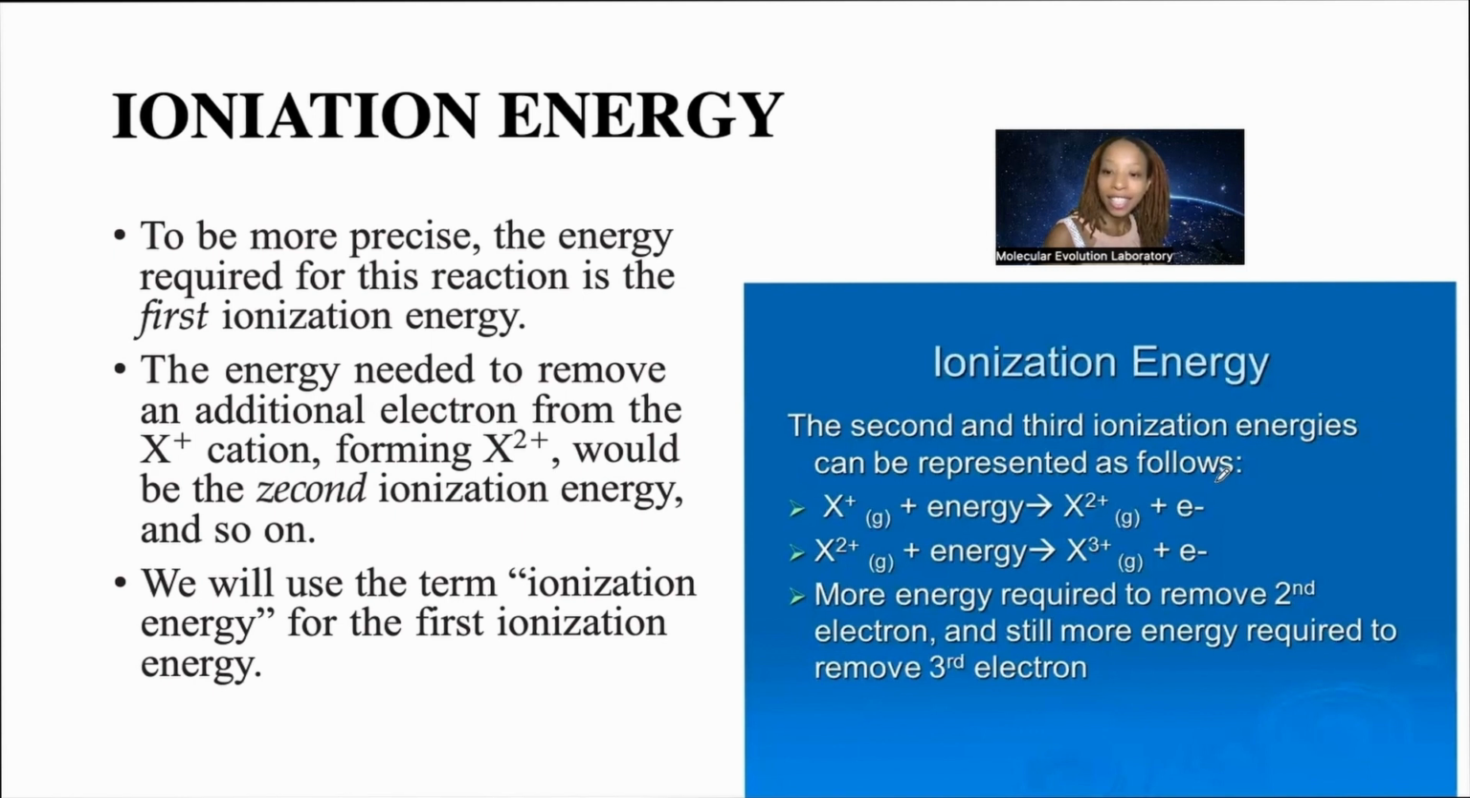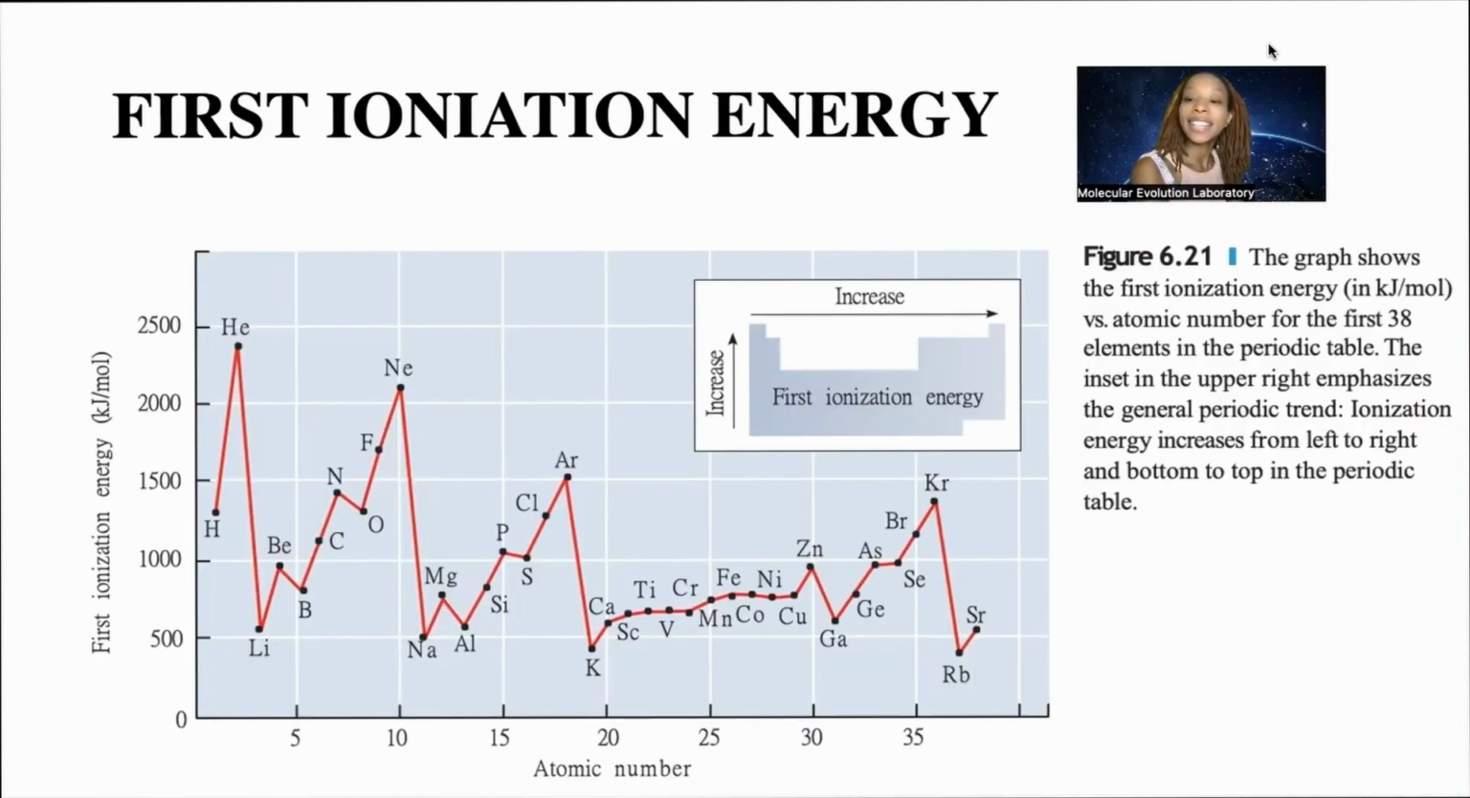The energy needed to remove an additional electron from the X+ gas cation, forming X2+, would be the second ionization energy, and so on. The ionization energy can be represented like this: X(g) plus energy gives X+(g) plus an electron. X+(g) plus more energy gives X2+(g) plus an electron. X2+(g) plus still more energy gives X3+(g) plus an electron. More energy is required to remove the second electron, and still more energy is required to remove the third electron.